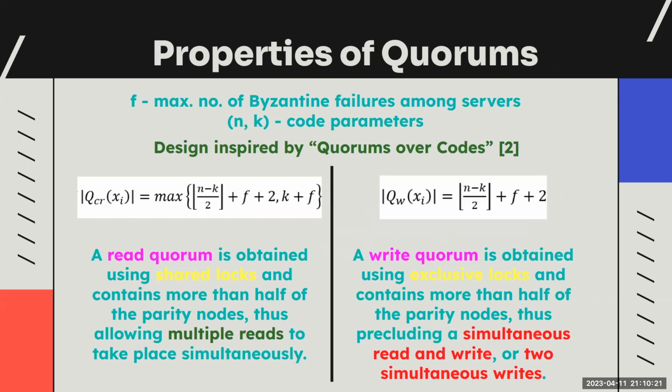The quorums for the proposed system are defined as shown in the slide. We denote by F the maximum number of Byzantine failures among the servers, and n, k are the code parameters.